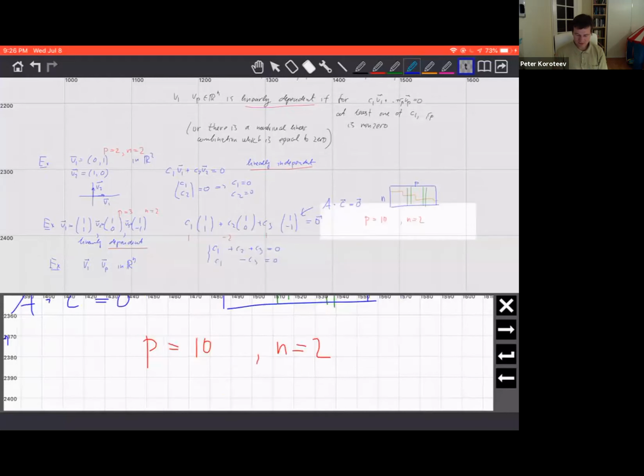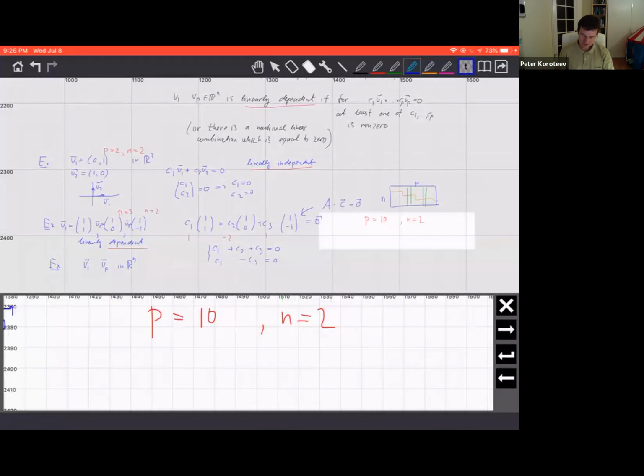So here in this example, there are 10 unknowns and 2 equations. So there might be up to an 8-dimensional space of solutions. So here, of course, they will be linearly dependent. Right.